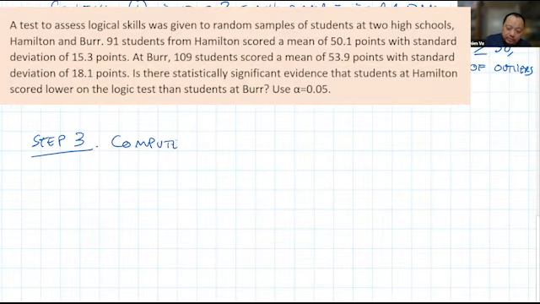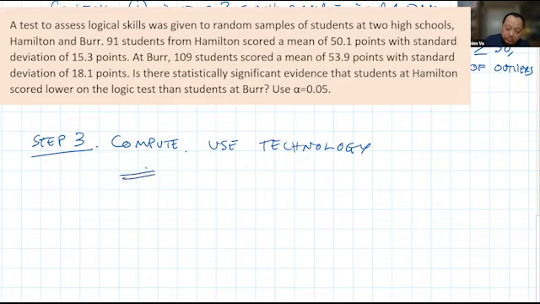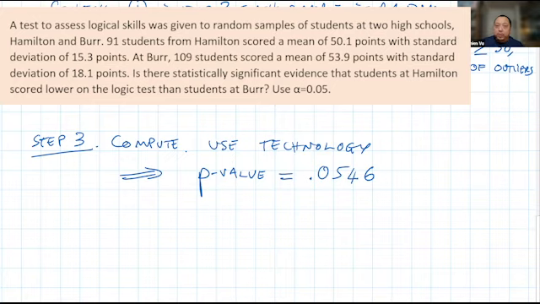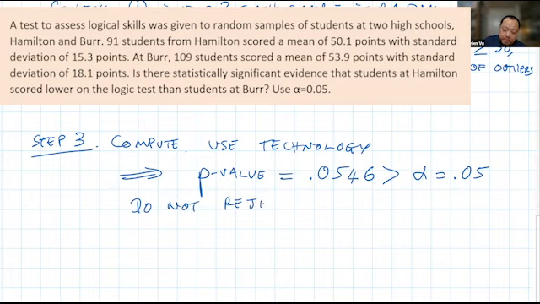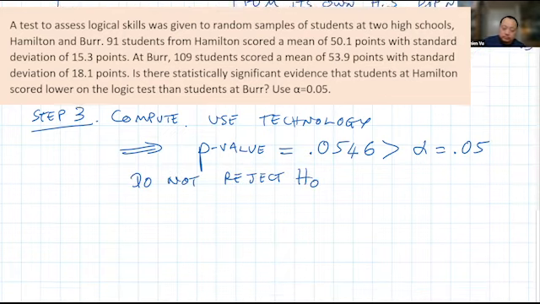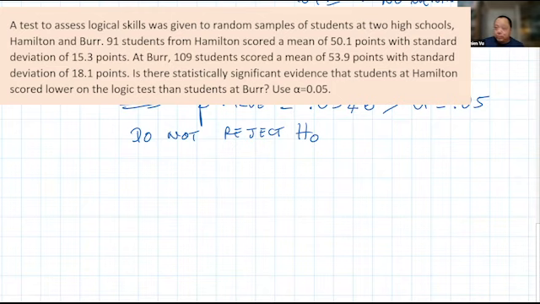Step 3, compute. Use technology. P-value is 0.0546, which is larger than the alpha because alpha is only 0.05. When p-value is not less than 0.05, we do not reject H0. And that leads us to step 4, conclude in context.